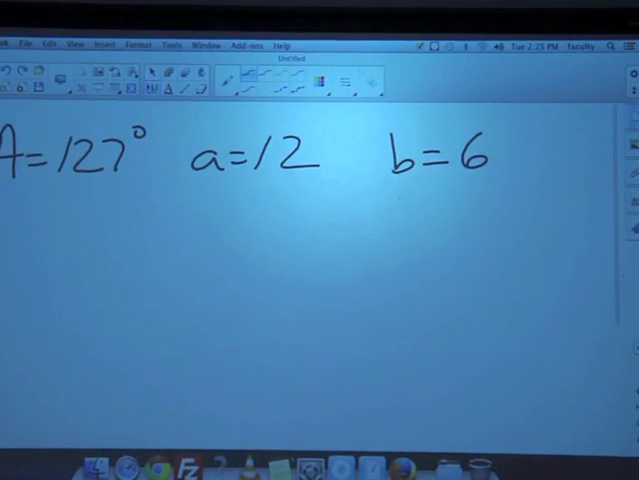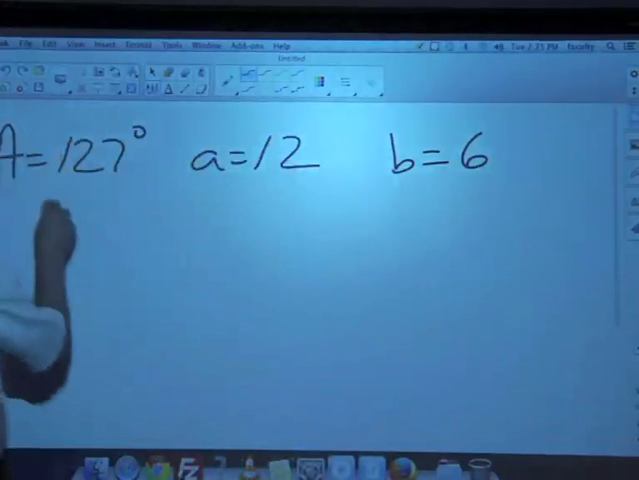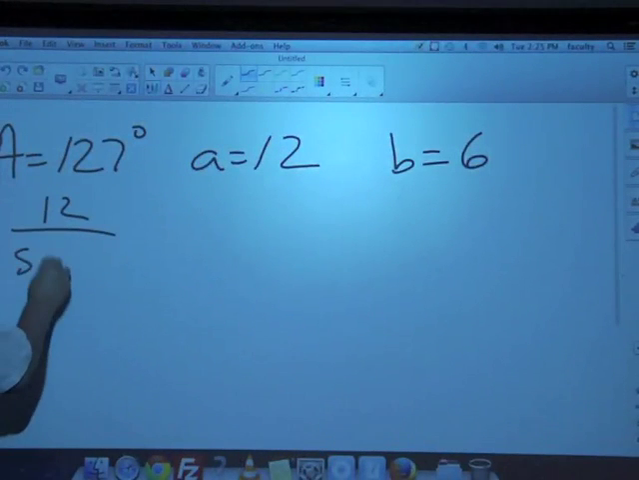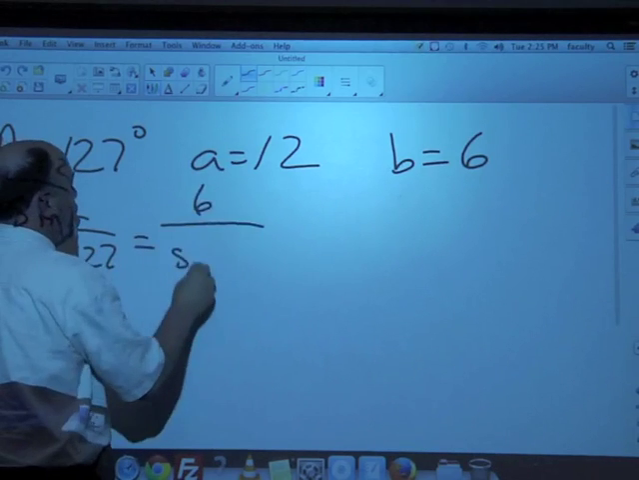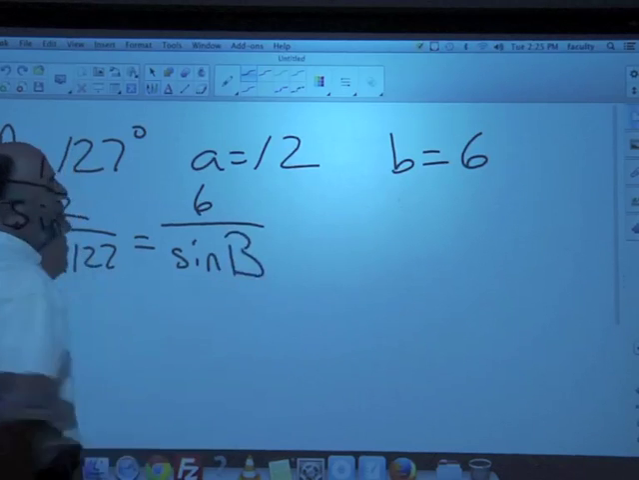So this is a law of sines question. And the way you can tell it's a law of sines is, do you have an angle-side pair? An angle-side pair would be having side a, angle A, or side b, angle B, or side c, angle C. So we do have an angle-side pair. We've got angle A and side a. So we've got 12 over the sine of 127 is going to equal 6 over the sine of B.